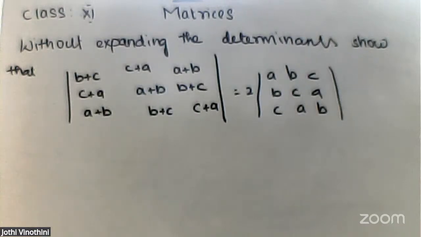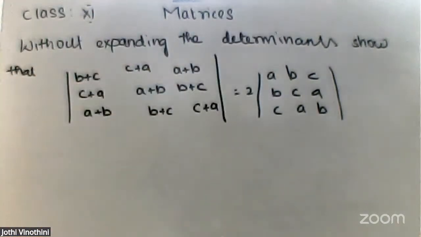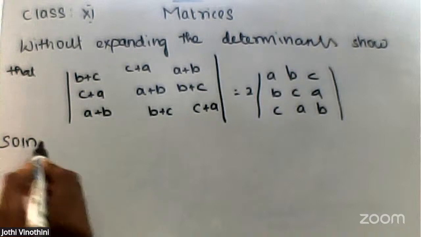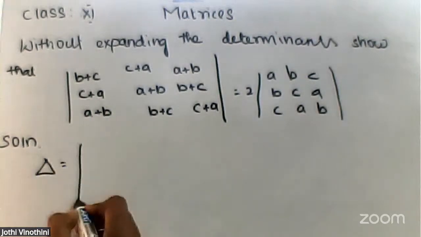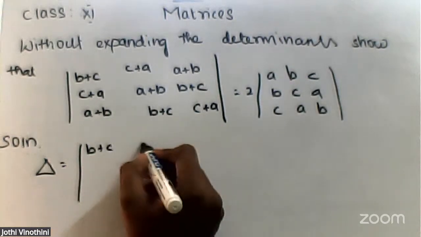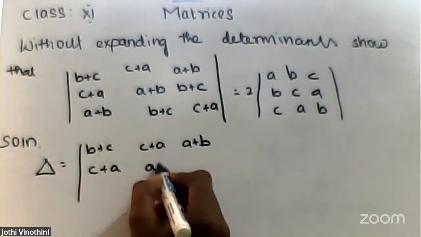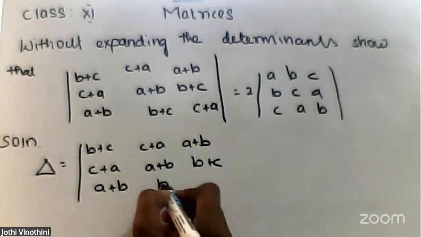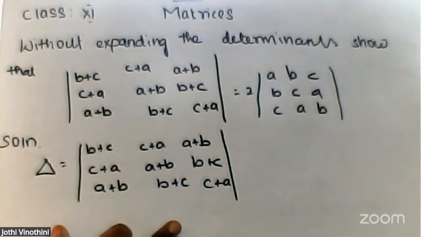We have to prove these things without expanding the determinants, right? Shall we start solving? Yes. I am starting by writing the solution. The first thing is I am taking the left hand side. Determinant equals b plus c, c plus a, a plus b; again c plus a, a plus b and b plus c; here a plus b, b plus c and c plus a.